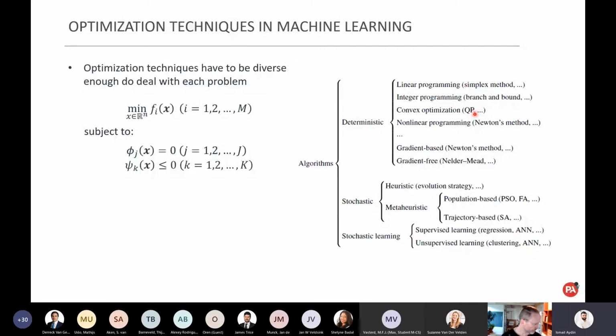And then you have stochastic algorithms, which can be classified into 2 parts. We have heuristic optimization techniques and meta-heuristic optimization techniques. These optimization techniques are not deterministic, as the name implies. It's stochastic. It means that it works with some extent of randomness. And then you have stochastic learning that uses deep learning with stochasticity to it.